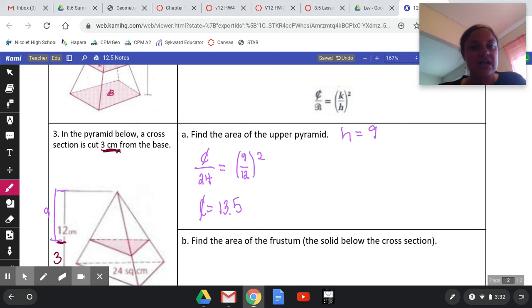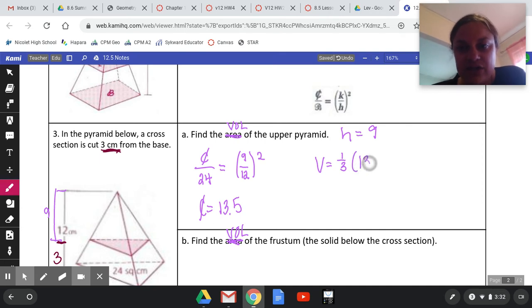Now I'm still not done, because I'm looking for the area, oopsies, this should say volume. I'm looking for the volume of the upper pyramid. This should say volume down here, sorry. Just typos, always. I've found the area of the cross section, and now I'm going to use that to find the volume of the upper pyramid. So volume is equal to 1/3 times the area of my base, 13.5, times the height of the upper pyramid, 9.